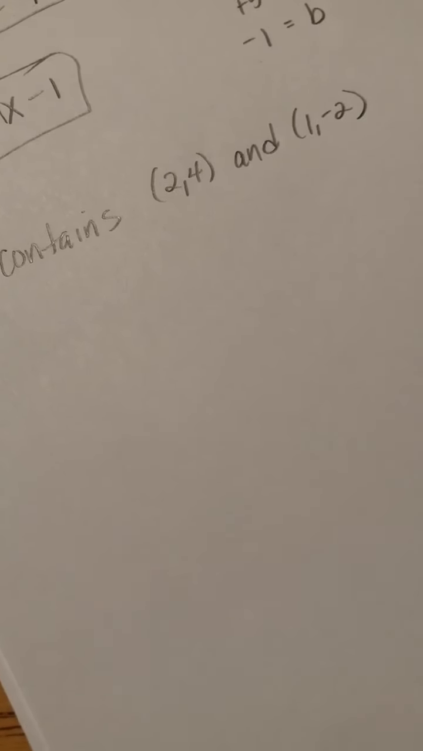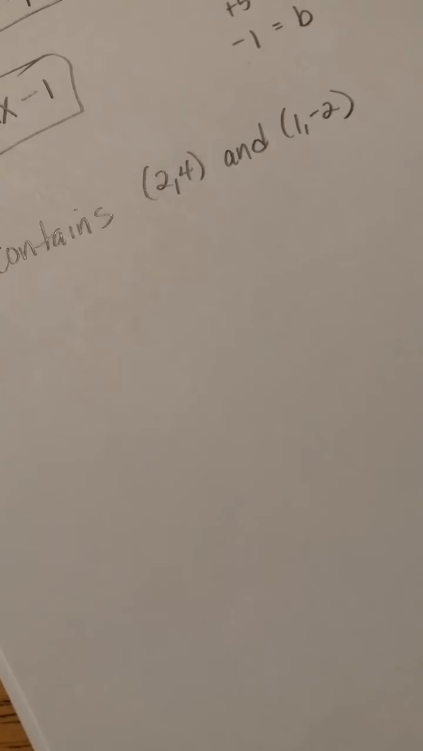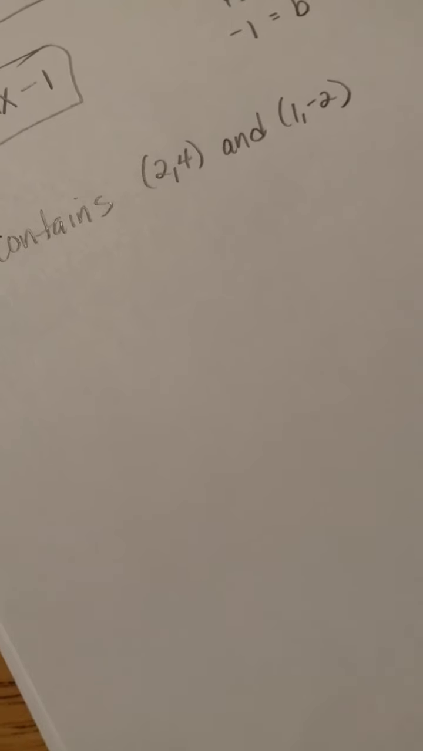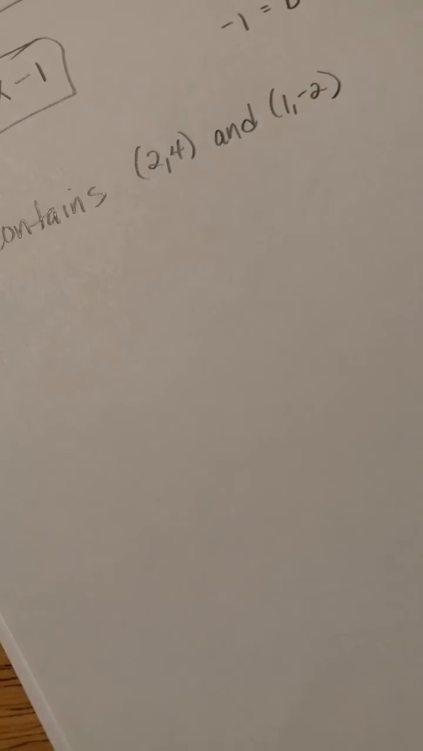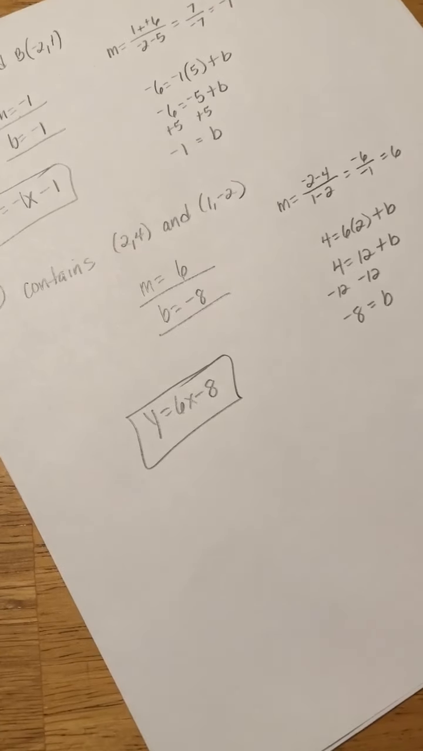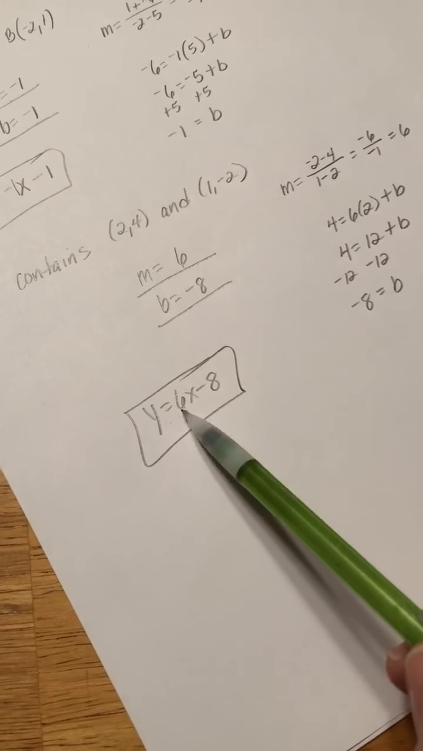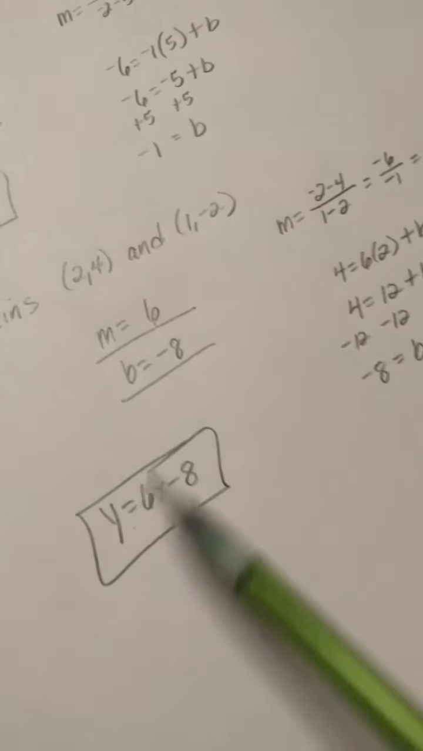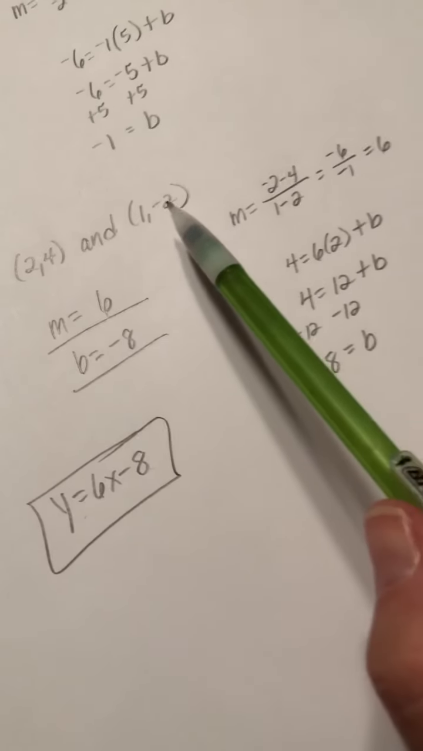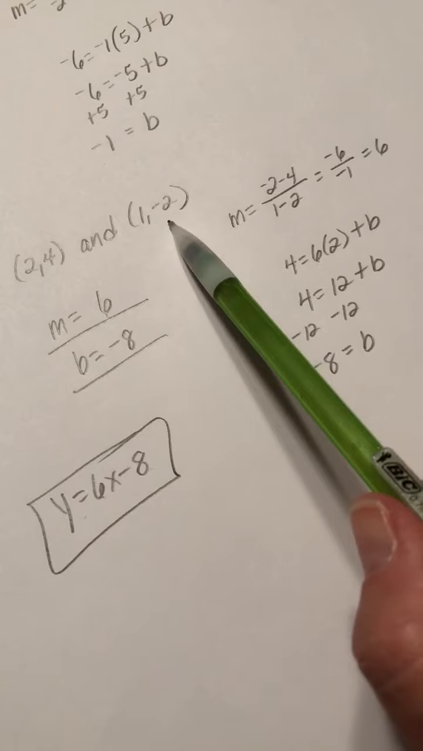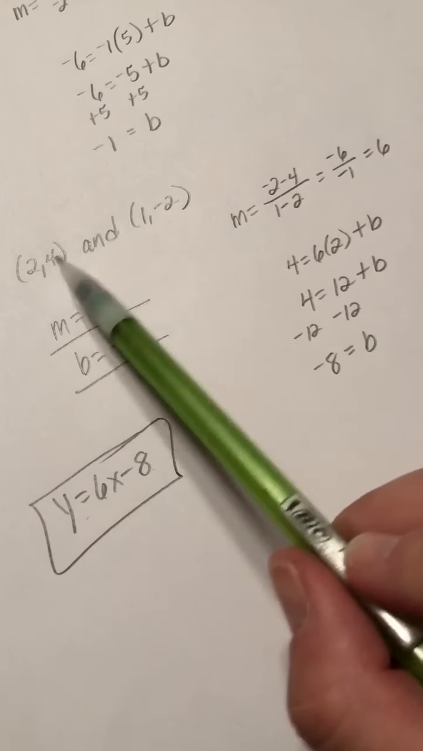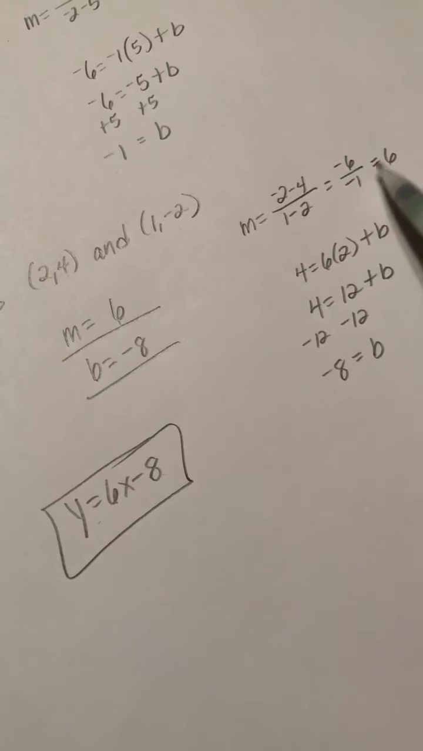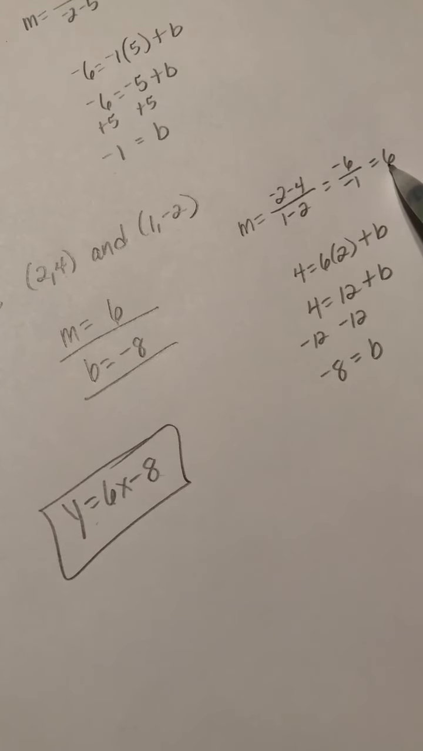You need to go through the process. m blank, b blank, find your m, find your b, fill in both, and write your answer out. Press pause. Okay. Did you get y equals 6x minus 8? If you did, great. If you didn't, real quick, I'll let you see this. I found slope by y2 minus y1 over x2 minus x1. So that gave me -6 over -1, which reduces to +6.